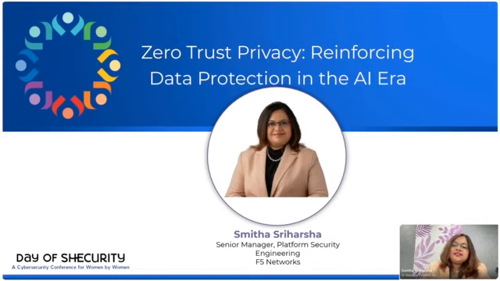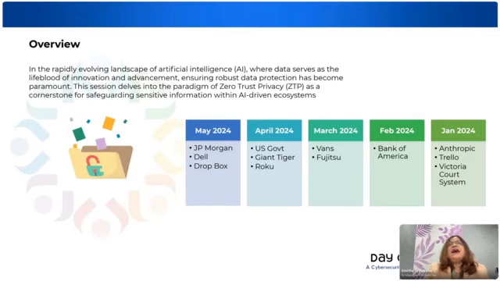So today's session is going to be a combination of concepts of zero trust privacy and data protection. And I will make this relevant to the AI era that we live in today. So with that, let us start with the overview. So what is happening today? It is rapidly evolving. Today, the landscape is huge with the advancement of AI, and we have data being the lifeblood of innovation and advancement. And also, some people say that data is the new black, or data is the new gold, ladies.